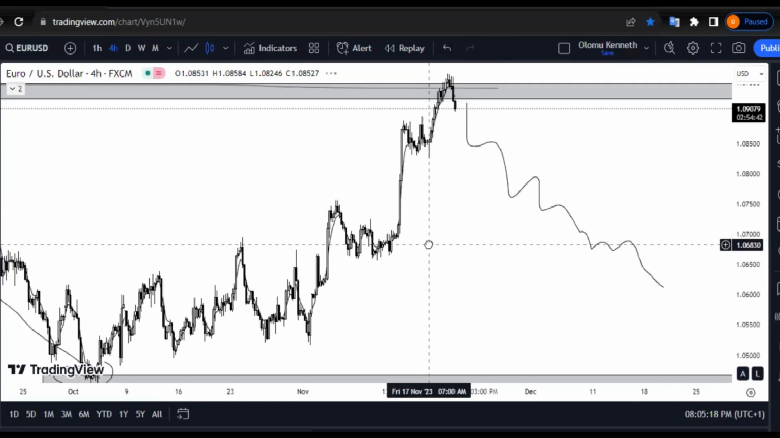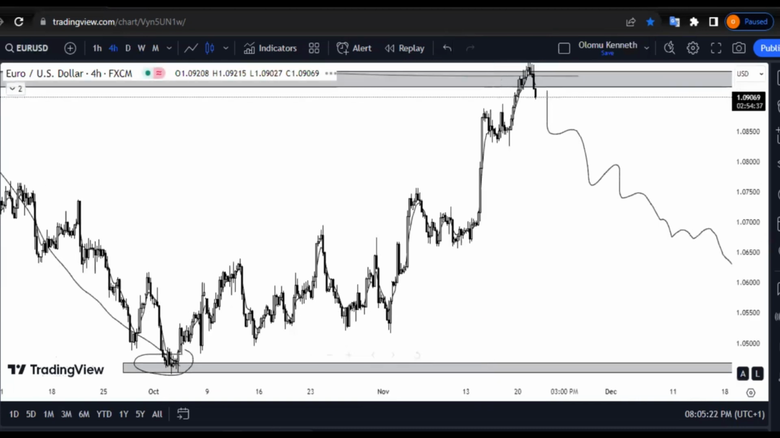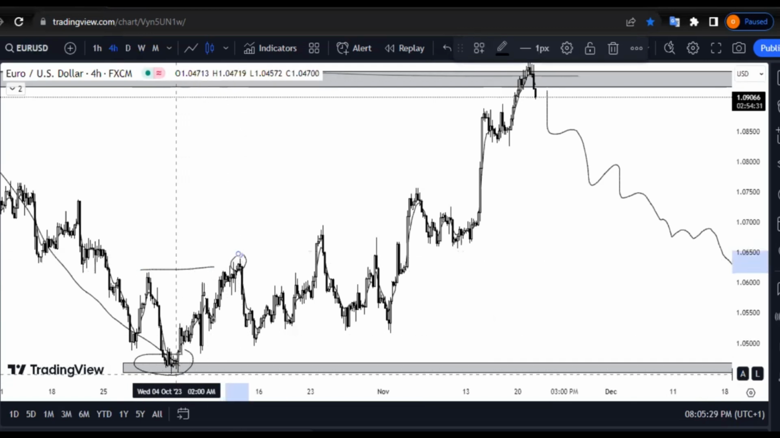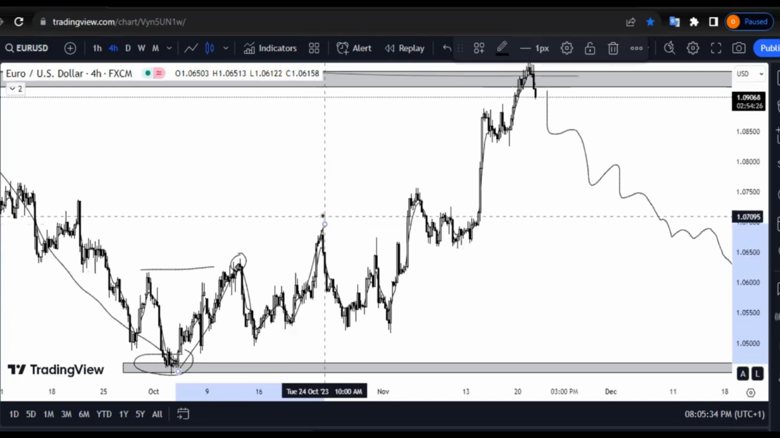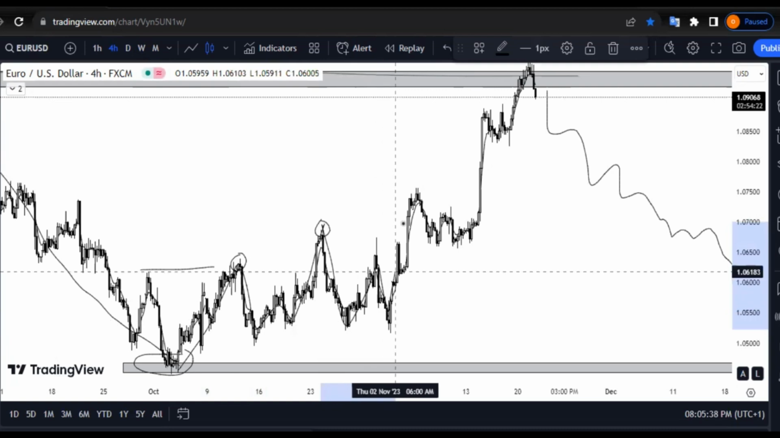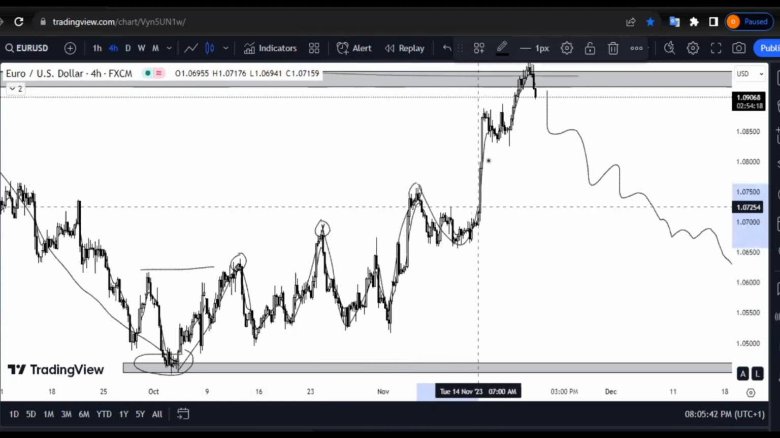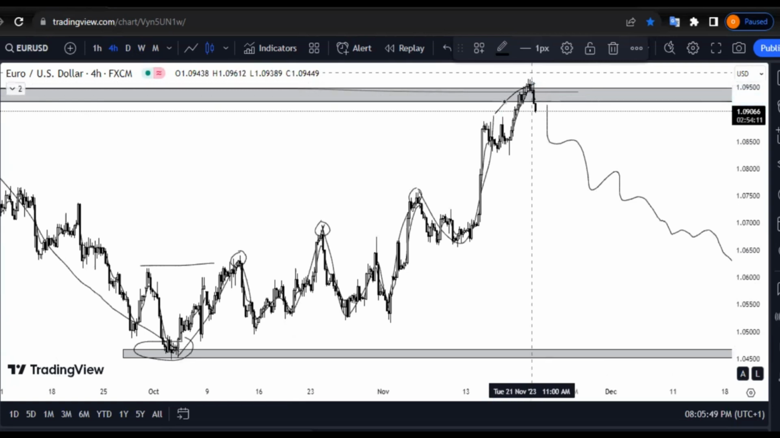Okay, so we have our structure here. Break of structure, last impulse to the upside. We had a correction, we had another impulse. We had another correction, and we had another impulse. And another correction, then another impulse. So all of this is more like one move. It's one move. All of this is one move.